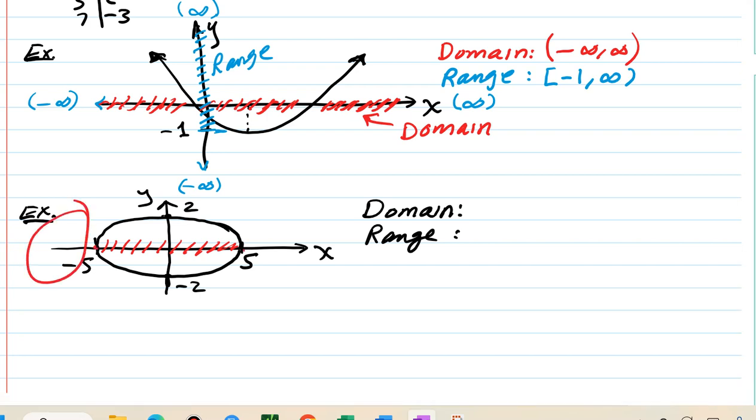Because I don't have any portion of the graph here. So x cannot be outside of -5 and 5. So we're going to say the domain of this function is from -5 to 5. Now, if I look at the range values, remember for range we look at the y-axis.